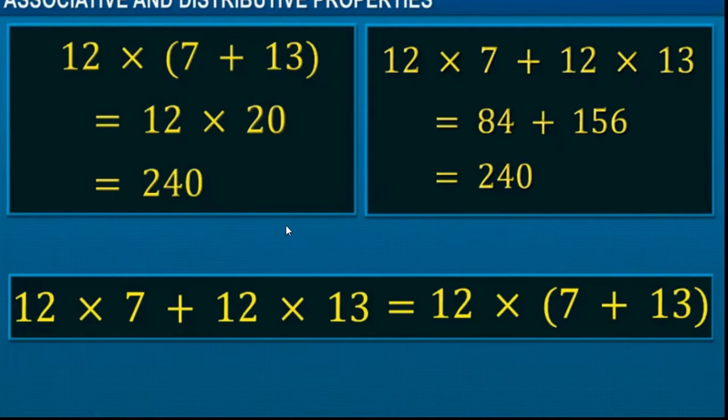The answer is 240. Okay, so what do you understand from this? Whether we add 7 and 13 together and then multiply by 12, or multiply 7 by 12 and 13 by 12 and then add, the final answer that we get will be the same. This is called opening the bracket.